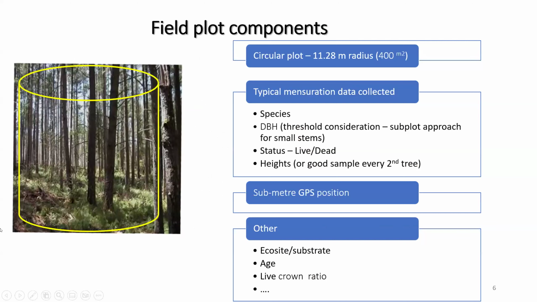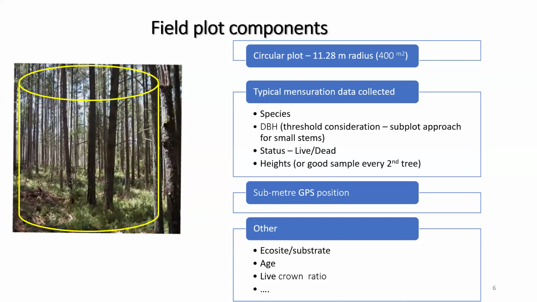Within the field plot component, it's a circular plot, 400 square meters. Mensuration aspects are typical to our PGP plots in Ontario. So we're collecting species, diameter at breast height, live or dead, and whether the trees are in or out. Heights, we've been measuring every second tree, with ocular estimates on the others. Ecosite and age are collected, and this is all contingent on really good sub-meter GPS position.